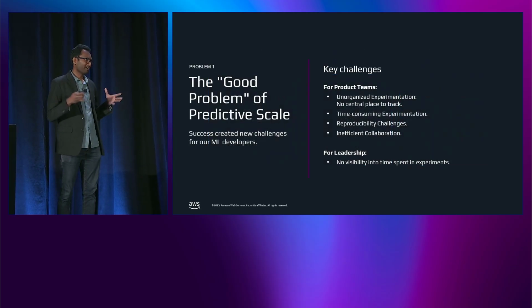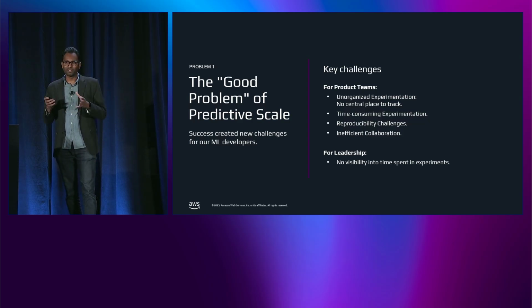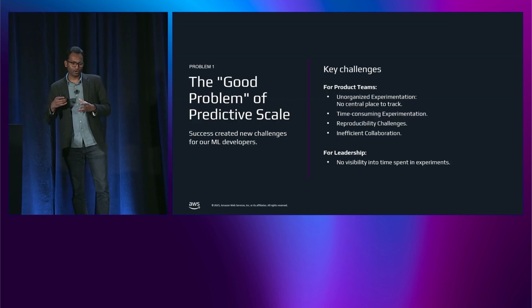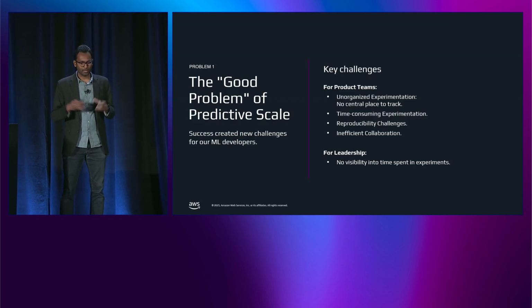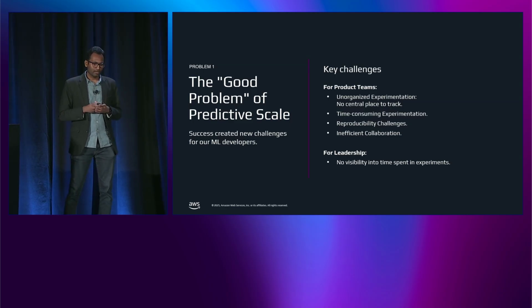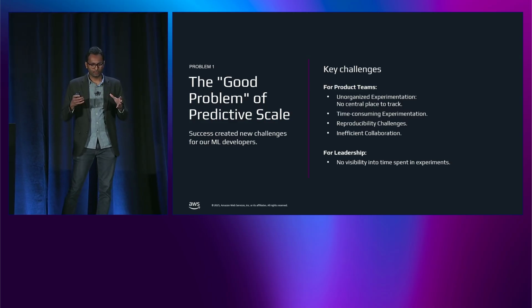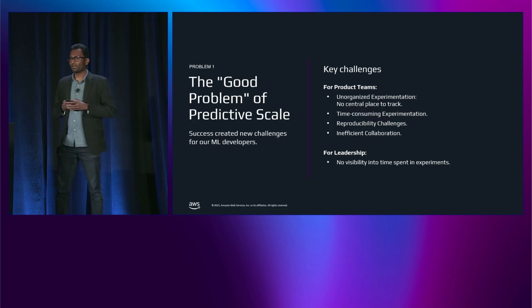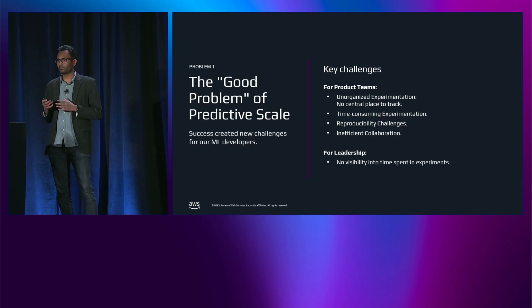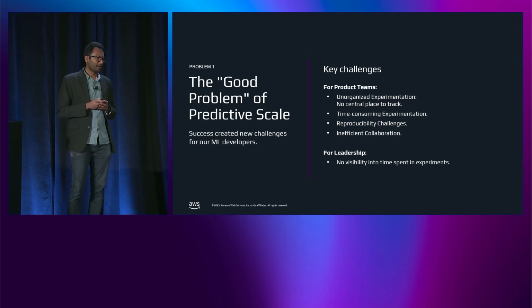So we have hundreds of models, and we have thousands of technologists. You basically get chaos. Our product teams were suffering with experimentation that was unorganized, with no central place for tracking those experiments. And this meant there was a constant issue with reproducibility and the way teams collaborated with each other, and within the teams, how they collaborated to track the experiments. So it was slow, and for leadership, we were flying blind.